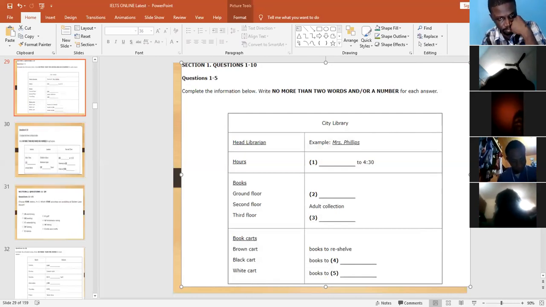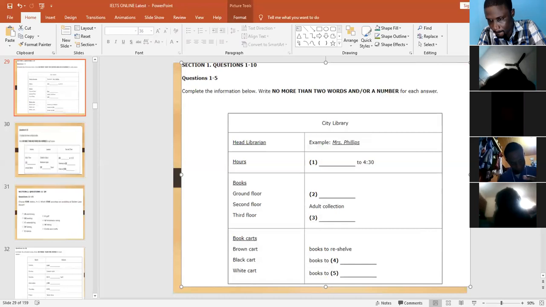The woman introduces herself as the head librarian, Mrs. Phillips, so the name Mrs. Phillips has been written in. Now we shall begin. You should answer the questions as you listen, because you will not hear the recording a second time. Listen carefully and answer questions 1 to 5.